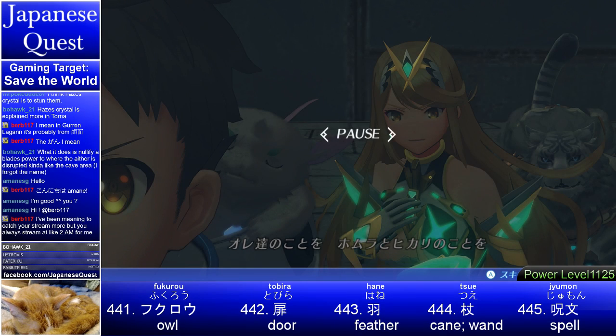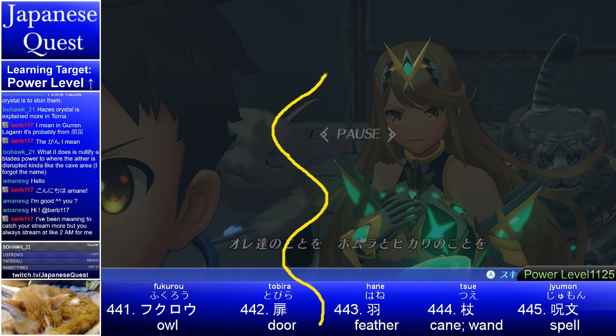I just realized this game is very kind of Wizard of Oz like. We're going on this yellow brick road to find Oz, this mysterious wizard, and ask him about everything. I guess a lot of quests are kind of like that.